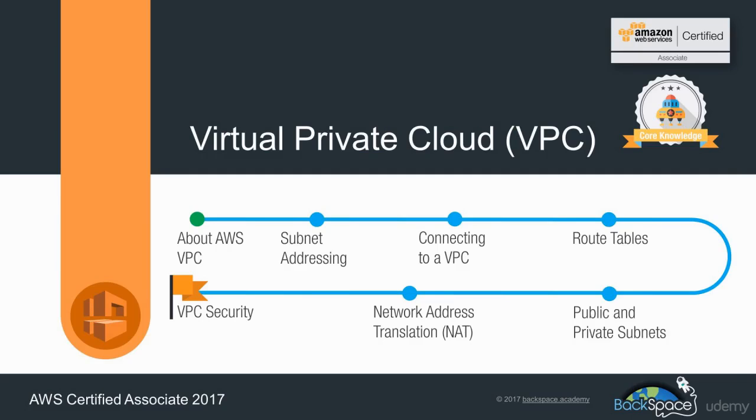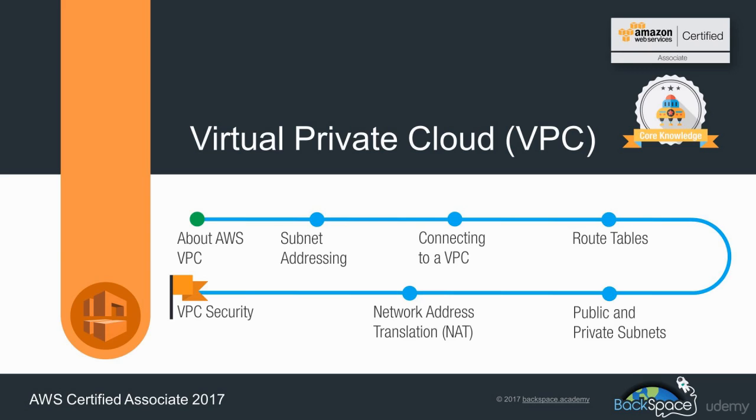So in this lesson we're going to run through a virtual private cloud. We'll talk about regions, availability zones, and how a VPC fits within those. We'll also look at IP subnet addressing and slash notation. If you already know that, then probably skip over that.